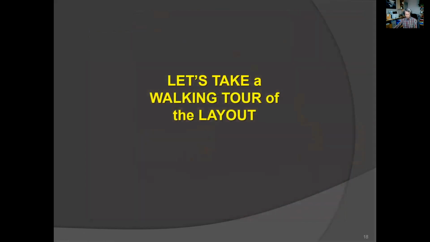So now what we're going to do is we're basically just going to go back to the beginning and walk around all the locations on the layout, starting from the staging yard and ending at the west staging yard. And we'll talk about various aspects of those locations and some of the prototype things, some of the signature scenes and structures that we have on the layout. So with that, let's go back to the beginning.